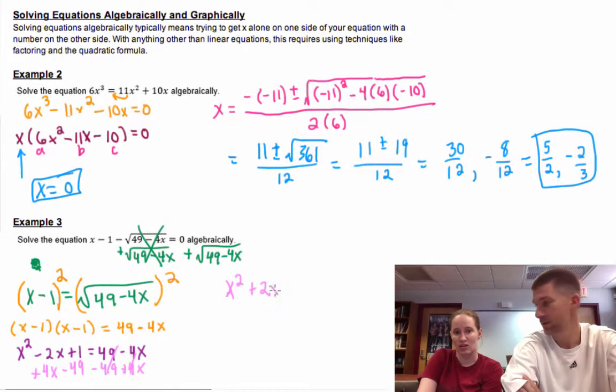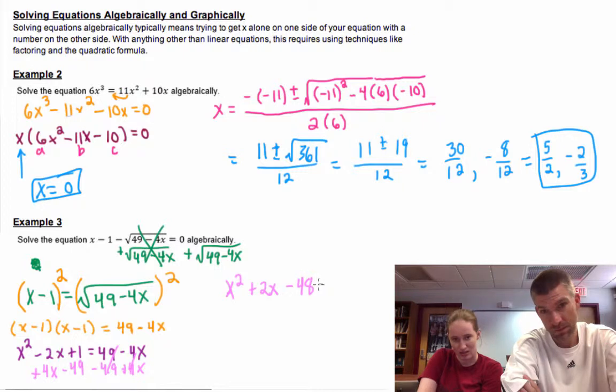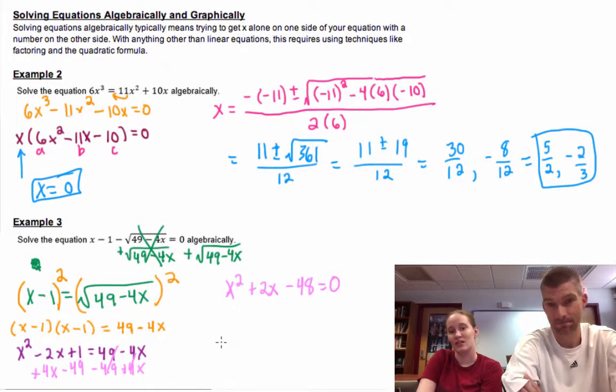It starts off x squared plus 2x minus 48. Six and 8. Hooray! So whatever multiplies to get negative 48 and adds to get 2 are the numbers we use. So plus 8 and minus 6.